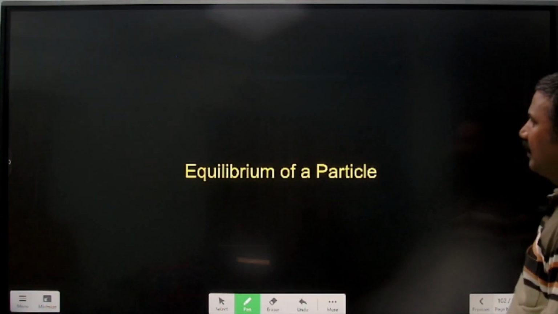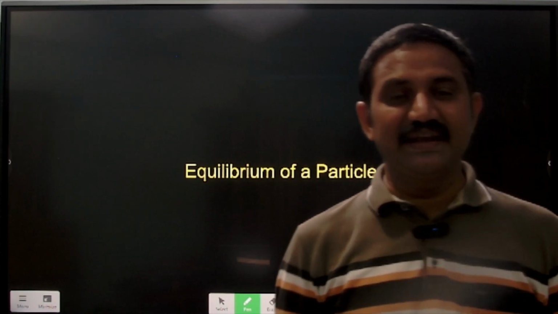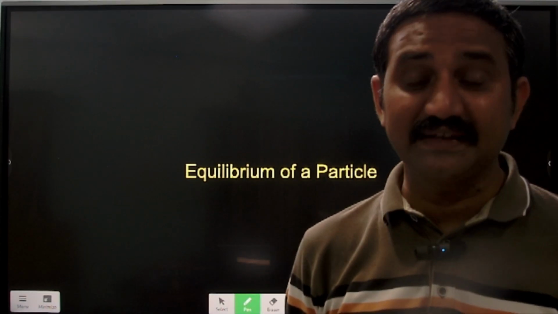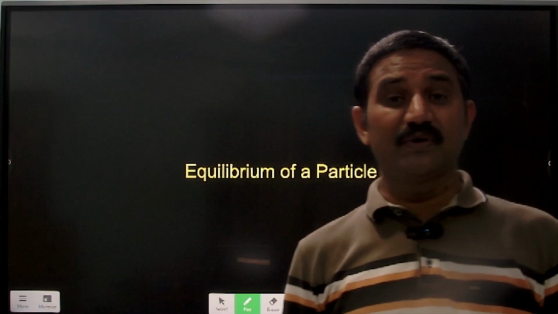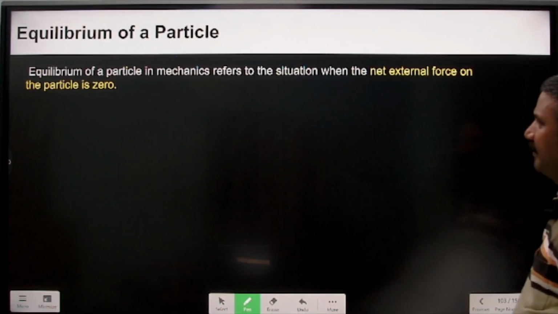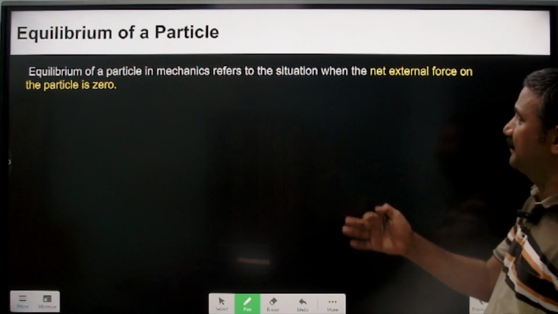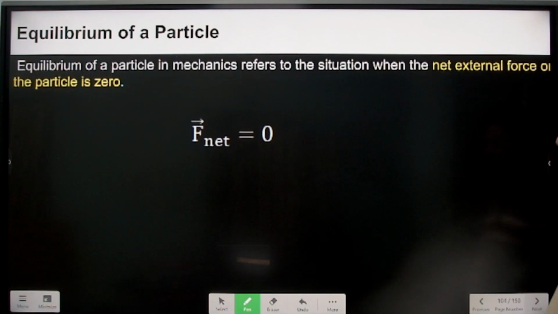Next, what is the meaning of the equilibrium of a particle? Equilibrium means the net external force acting on an object is equal to 0, then that is called equilibrium. So the equilibrium of a particle in mechanics refers to the situation where the net external force acting on the particle is 0. So here F net is equal to 0.